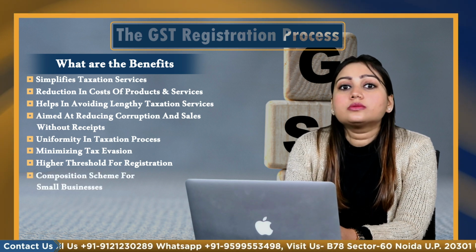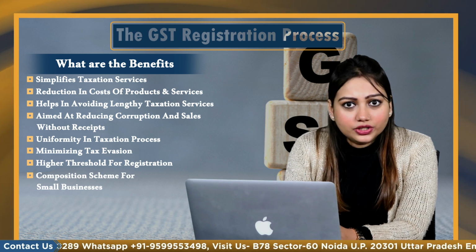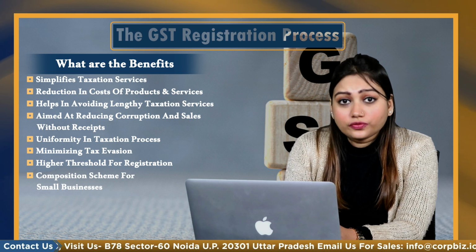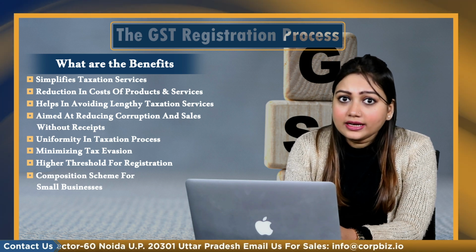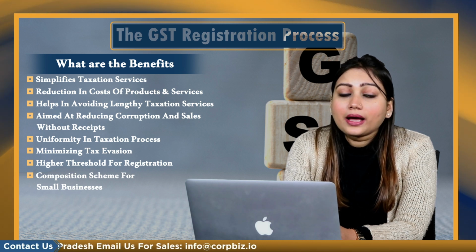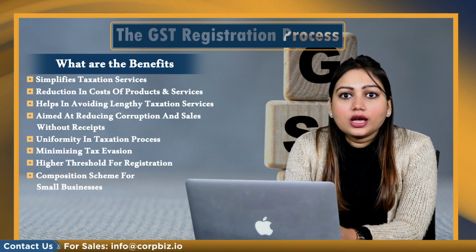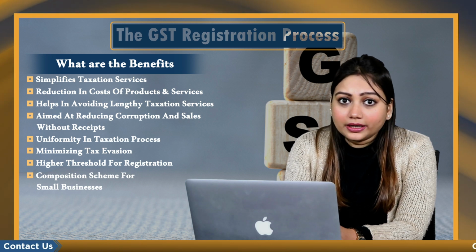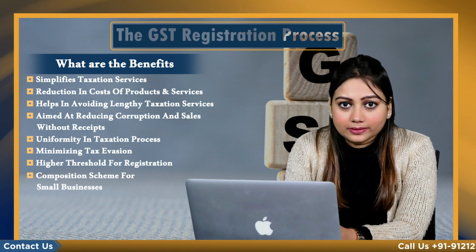Composition scheme for small businesses. Under GST, small businesses with a turnover of 20 to 75 lakhs can benefit, as it gives an option to lower the taxes by using the composition scheme. This move has brought down the tax and compliance burden on many small businesses.